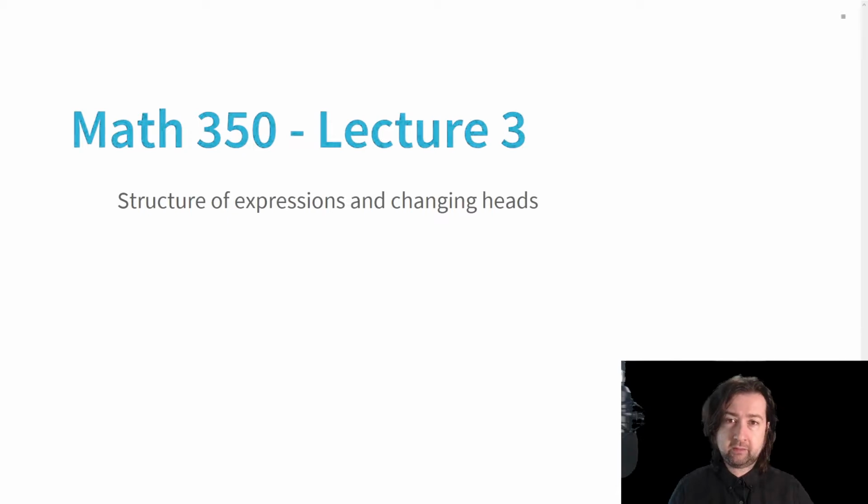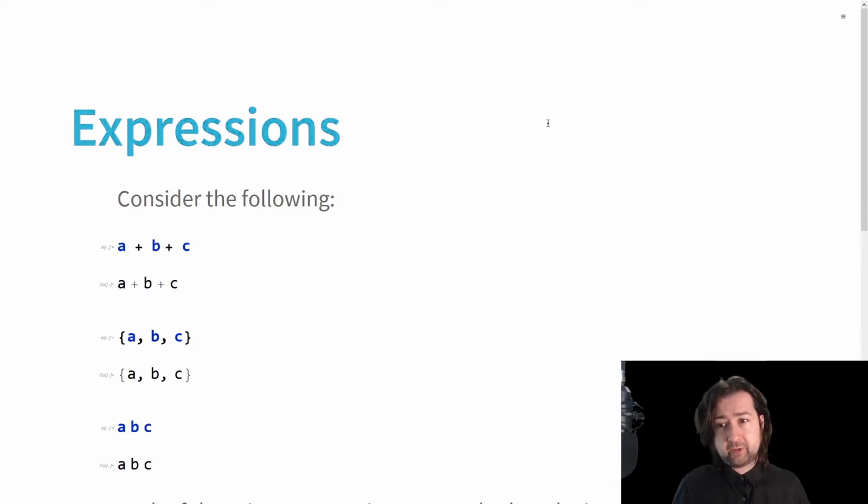Today we're going to talk about how expressions are stored internally. So something about the structure of how expressions are stored, and then how we can manipulate that, which is called changing heads in Mathematica, which is essentially switching data from one type to another, and you can actually perform operations that way because of the way that Mathematica stores its data internally. Let's start by talking about expressions.